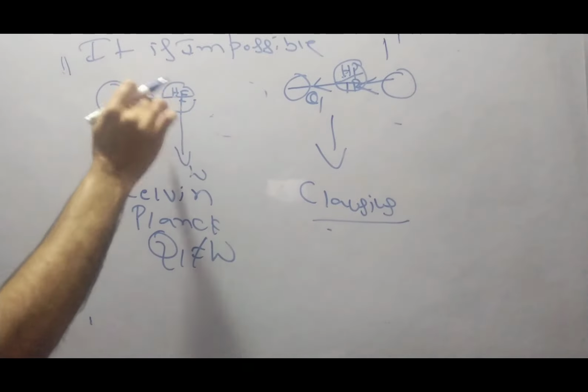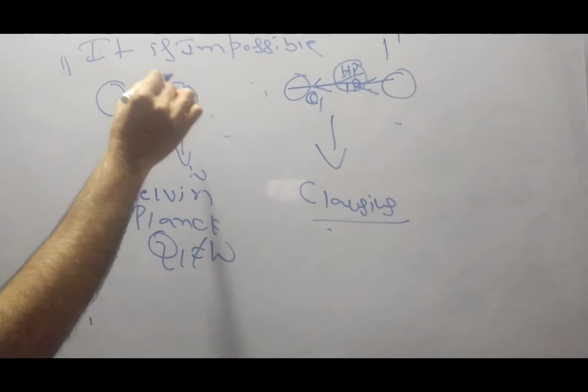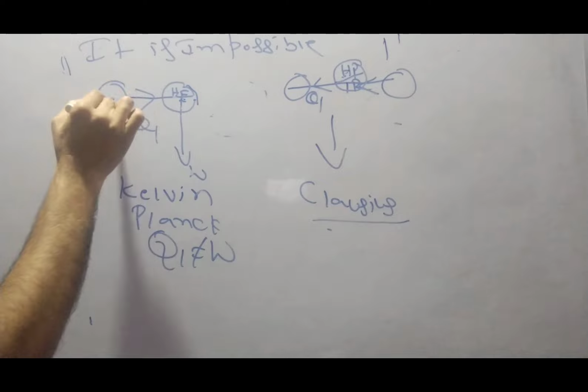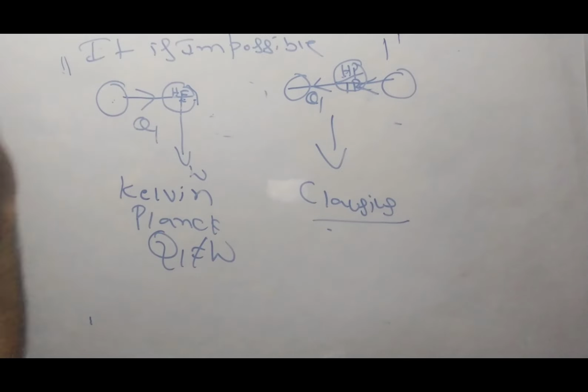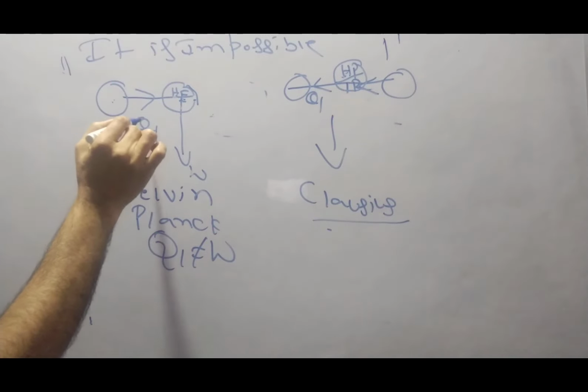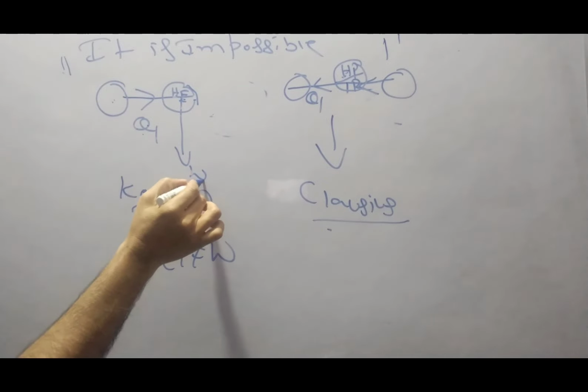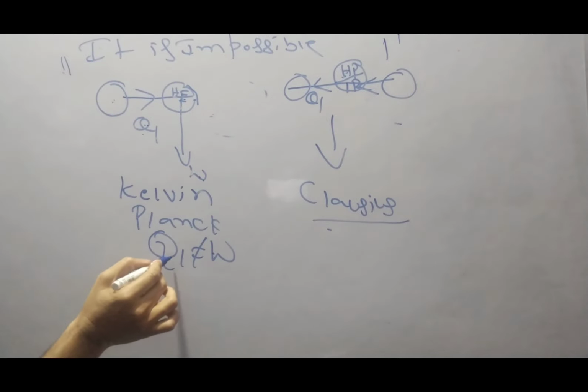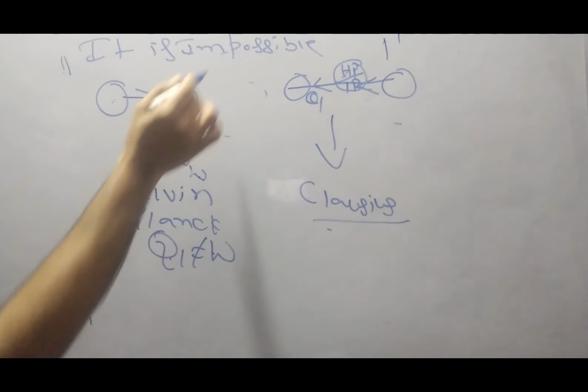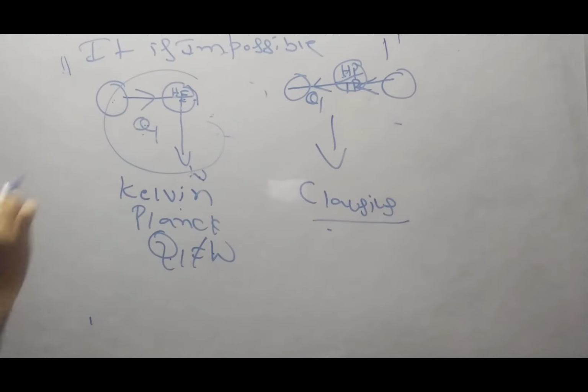So writing this as a statement: it is impossible to work the heat engine from a single reservoir. Or it is impossible to convert total heat to total work. Q1 equal to W is impossible. So that is a negative statement. An impossible thing is being told. This is the second law of thermodynamics.